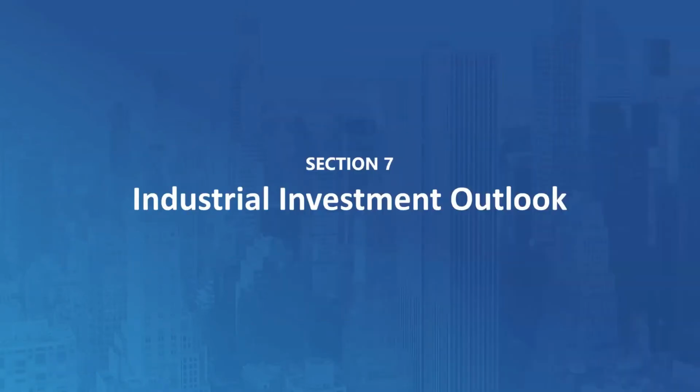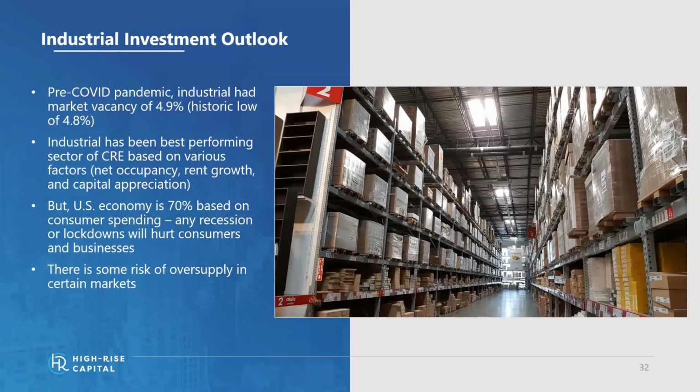So what is the outlook for this sector? Pre-COVID, industrial had a market vacancy of about 4.9%. The historic low was 4.8. Like we mentioned, it's been the best performing sector, and that's based on several different metrics, for example net occupancy, rent growth, and also capital appreciation. The US economy is 70% based on consumer spending. And so it should be noted that any type of recession or lockdowns which affect consumers will also hurt businesses and also have an effect on industrial real estate. And there also may be some risk of oversupply in certain markets as well.